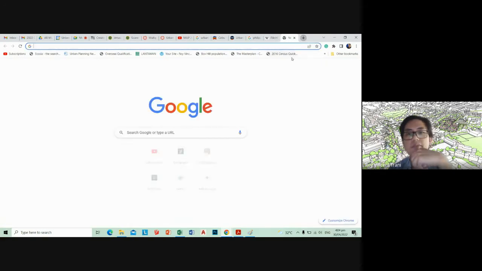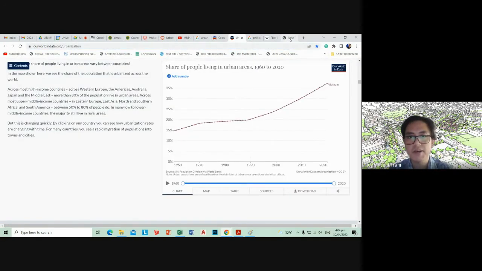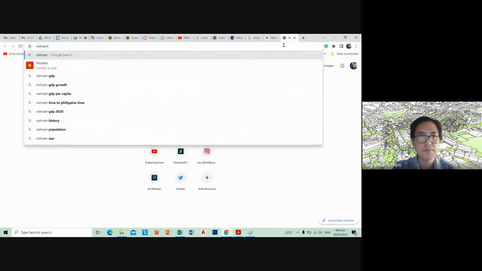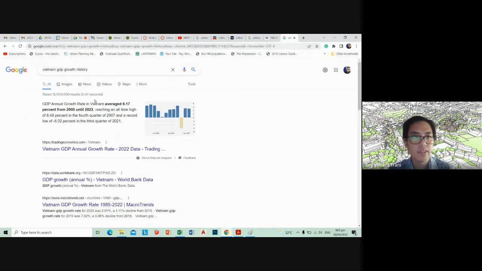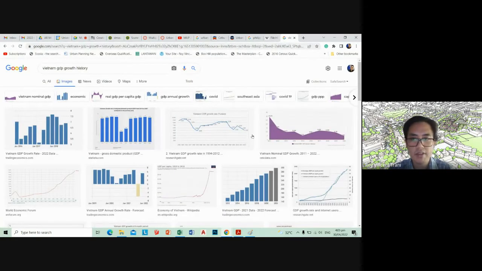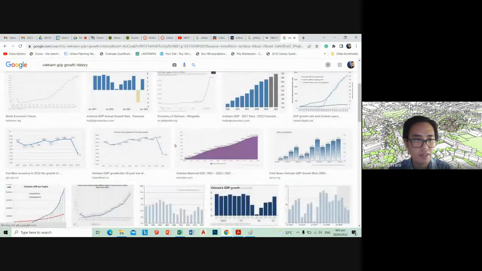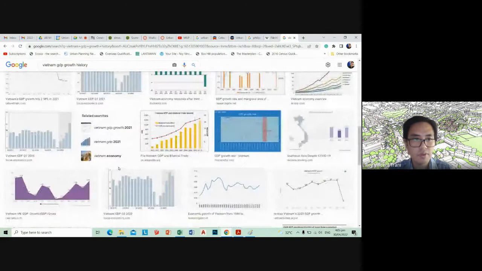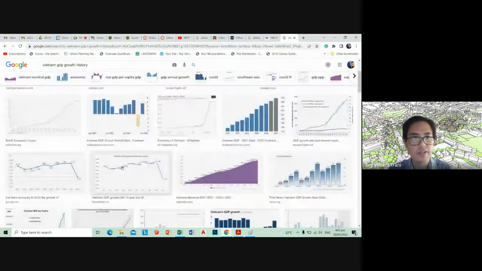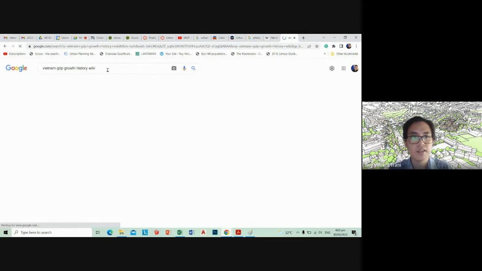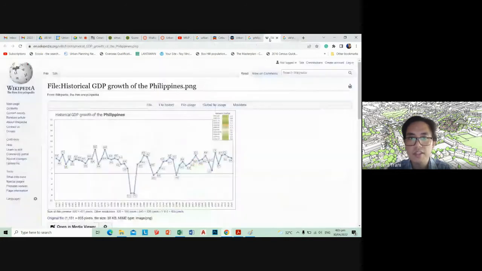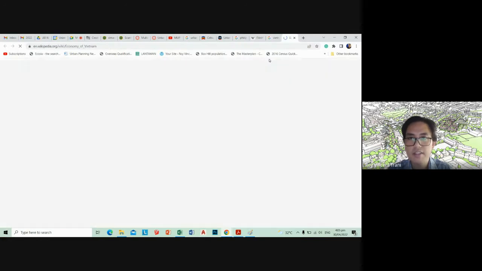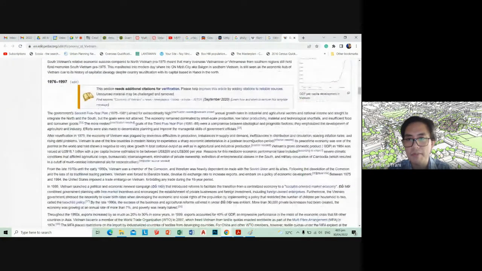So let's compare that with what country do we have here? Vietnam. Vietnam GDP growth history. Let's look at it from a Wikipedia file. Hopefully, they have something similar. ResearchGate. Okay, they don't seem to have it on Wiki. GDP 2018. This is not exactly the same graph, but the point is being made.